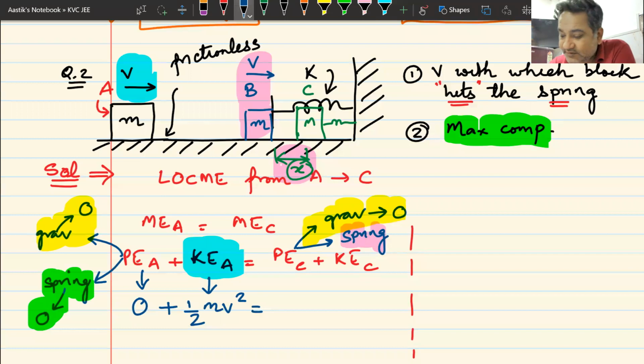What is wrong in this answer? Can anyone give me another answer for this? Minus half kx squared is definitely not the answer. What is the spring potential energy? Minus kx squared. That is not the answer.